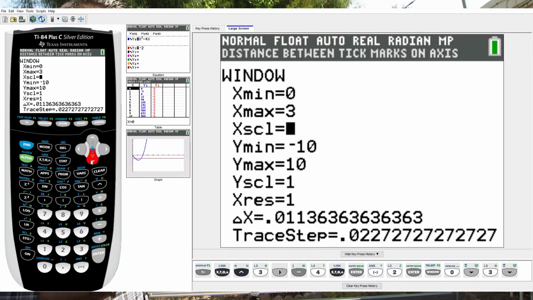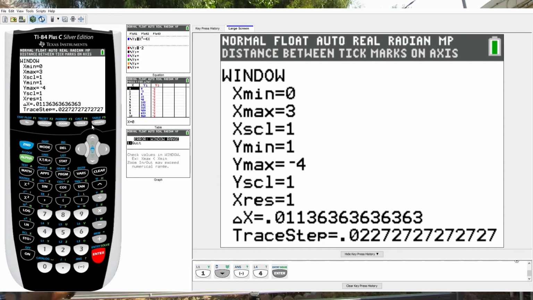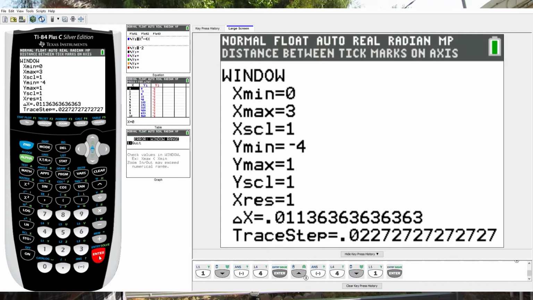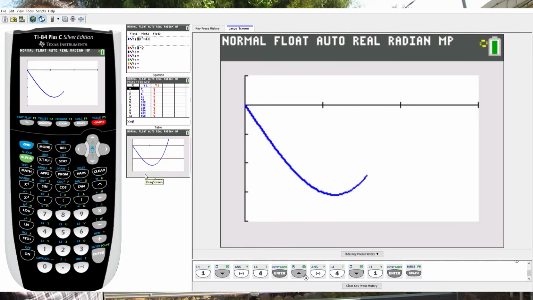And then I'm going to quit out of there. I know what my window should be, so I'm going to go ahead and set my window. My x min is 0. My x max is 2. My x scale is 1. My y min is, let's say, -4, and my y max is 0. That should do the job, and I'll hit graph. And when I do that, I nicely see the curves that we have in question. Right now it's drawing the x cubed function, and there goes the y equals -2.